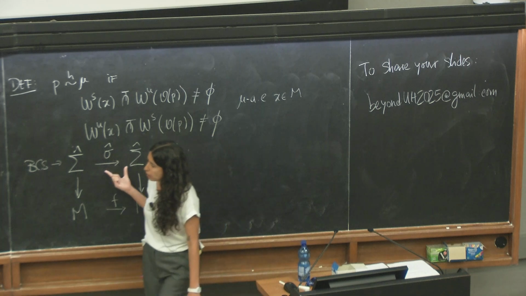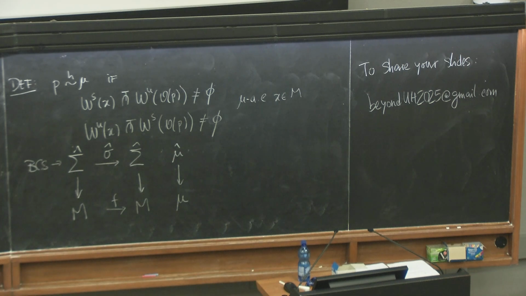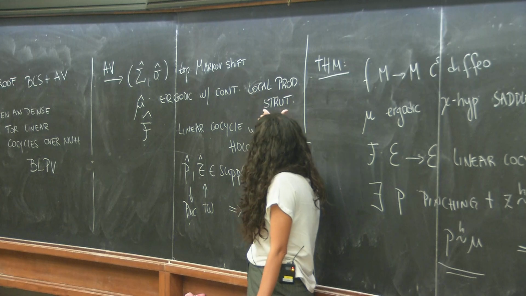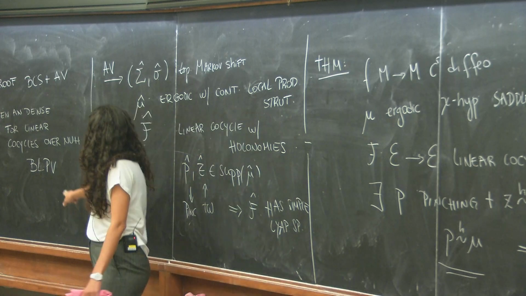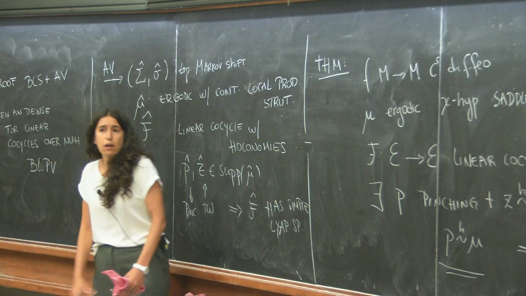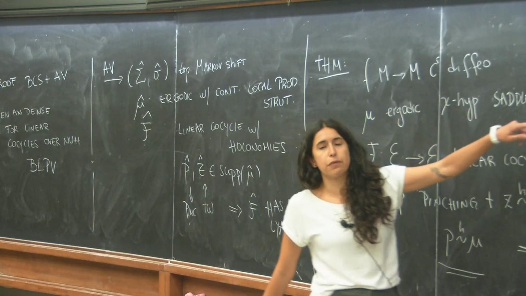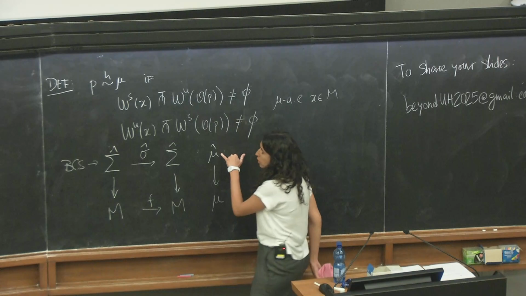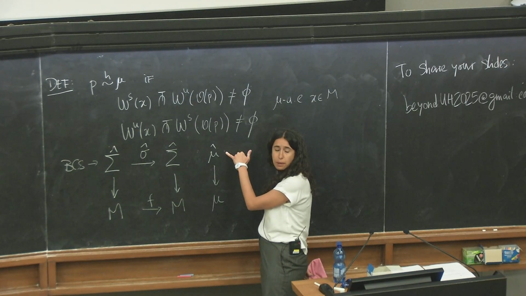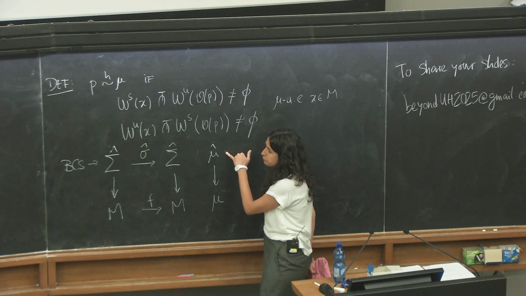So I need to check that I have these hypotheses, and the ergodicity follows from the result. The local product structure of the measure is going to be a consequence of this result. This has been proven in this setting for the measure being an equilibrium state or SRB. So the lift of the measure is going to be ergodic and it's going to have continuous local product structure.